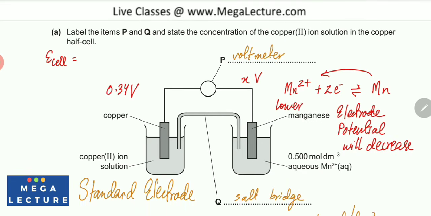So if you try to calculate the potential difference, it's going to be higher potential minus lower potential. So it's going to be X minus 0.34 volts. That's the potential difference, X volts minus 0.34 volts. So if you make X the subject of the equation, then your expression would be the same as the one that's given over there. It's going to be X volts is equal to E cell plus 0.34. So that is going to be your potential for the manganese half cell if you calculate the potential difference and put it equal to E cell.